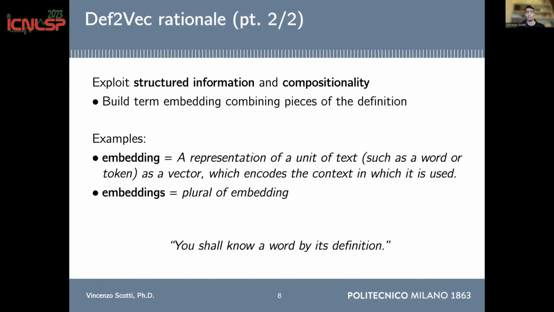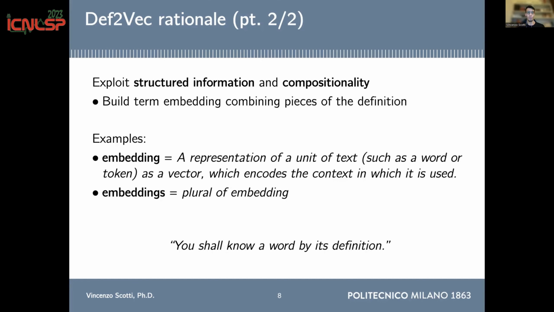Basically, we want to build the embedding for a single word, for a single term, combining together the pieces that compose its definition. Consider, for example, the word embedding. It has its own definition, and basically its representation should be a combination of the individual terms in its definition. Moreover, we can also exploit some sort of recursive structure. So once we have defined embeddings, we can add the concept of plural together with that of this word to build up the word embeddings, which is the plural of embedding.